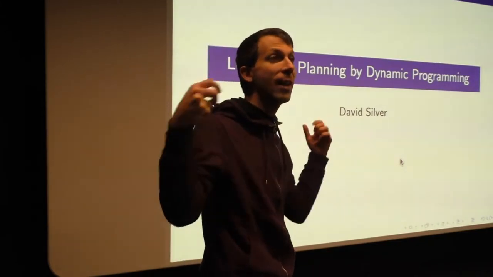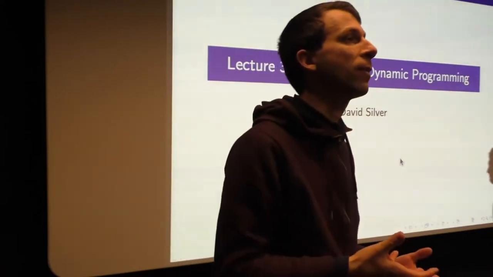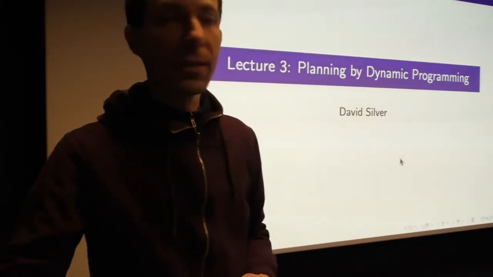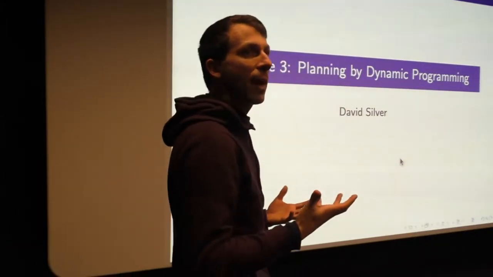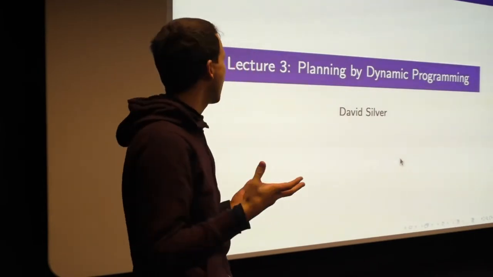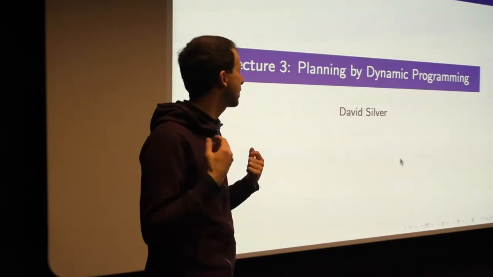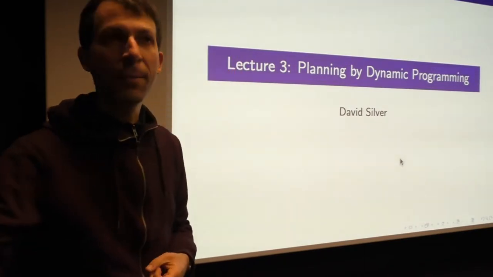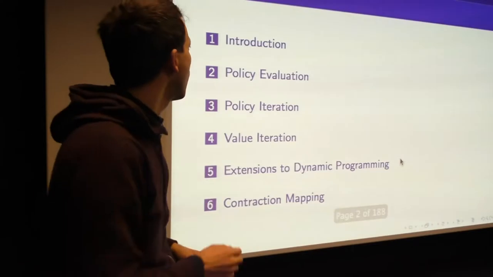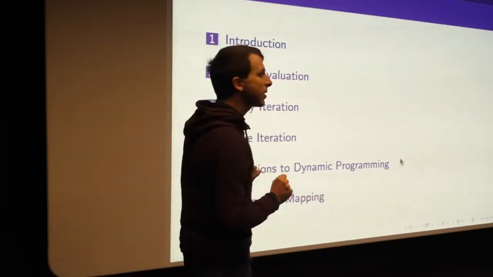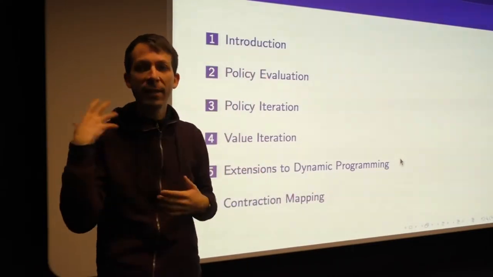So we're going to start to look on the agent side, how to build things that can actually solve these problems. And one of the fundamental building blocks, perhaps the most fundamental and oldest idea behind not just reinforcement learning, but control, optimal control, is the idea of dynamic programming and planning by dynamic programming. So that's today's lecture. We're going to start by introducing it, understanding what the idea is, what it means.